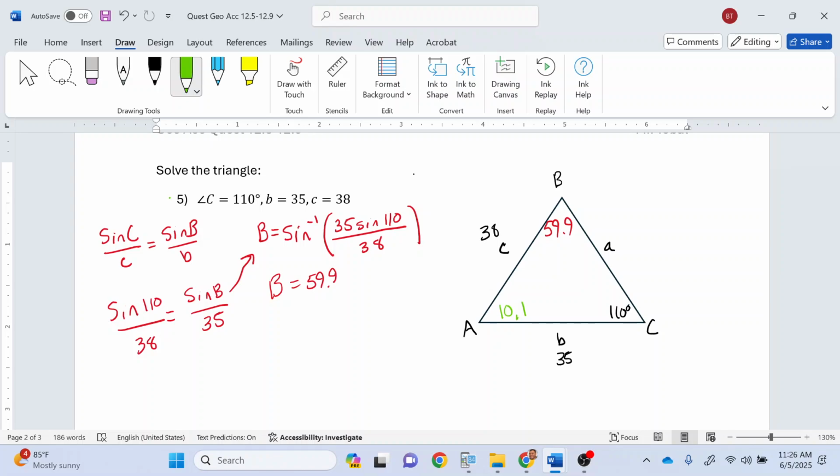This one is a little easier because you know the angle. I'm going to use the original one. I like using the original one just because it minimizes compounding rounding errors. So I'm going to do sine of 110 over 38 equals sine of 10.1 over some mystery value a. I'm going to use a little algebra to get a by itself. So it's going to be 38 sine 10.1 all over sine 110.